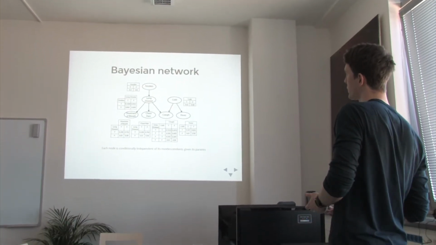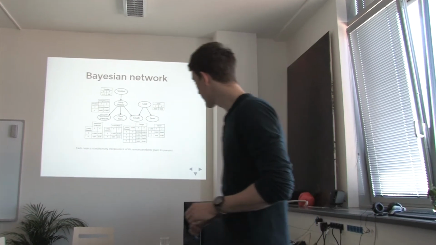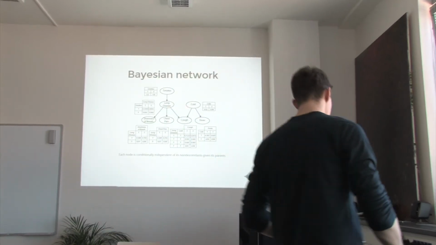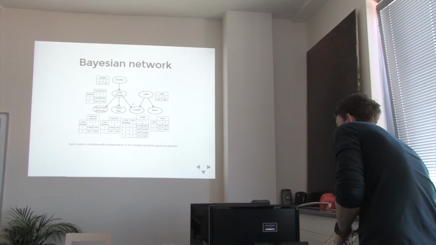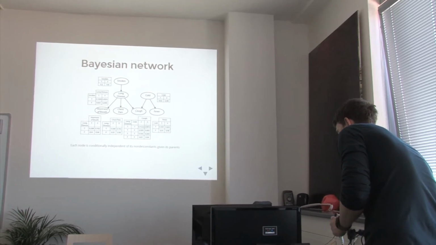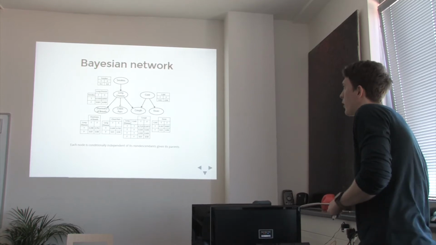So this is basically how Bayesian networks look like. They consist of two parts. One part is the graph itself, as you can see. It's a directed acyclic graph. And the other part are the tables for each node. So let's just focus on the graph.